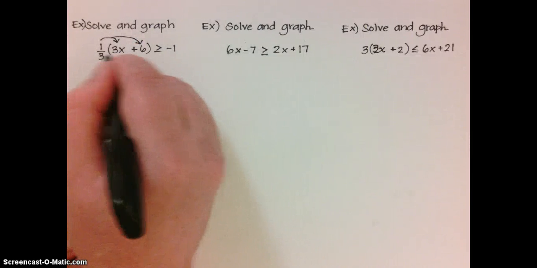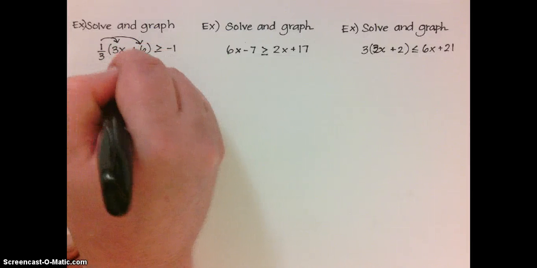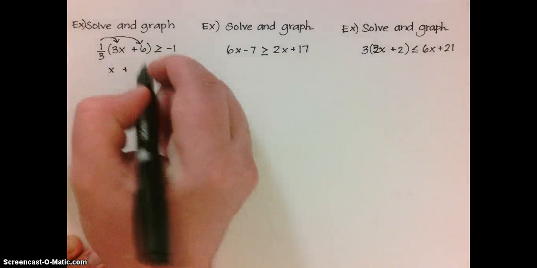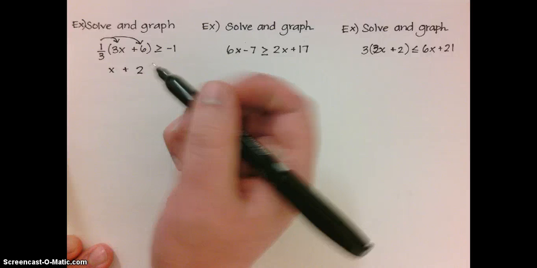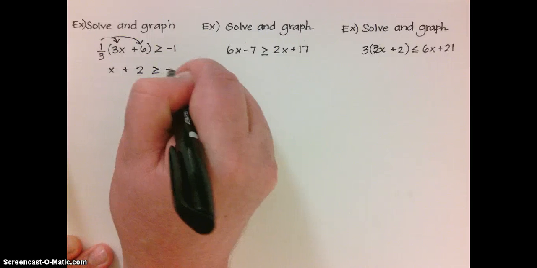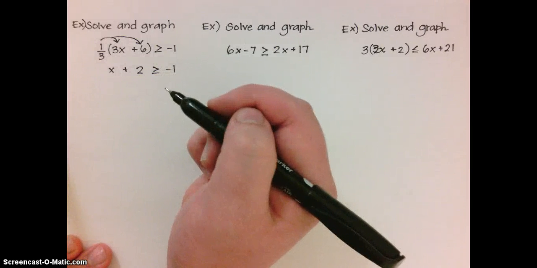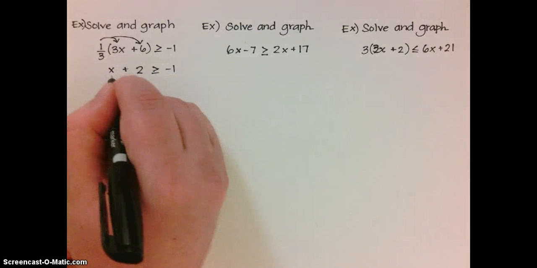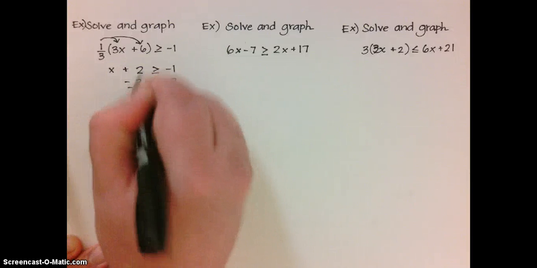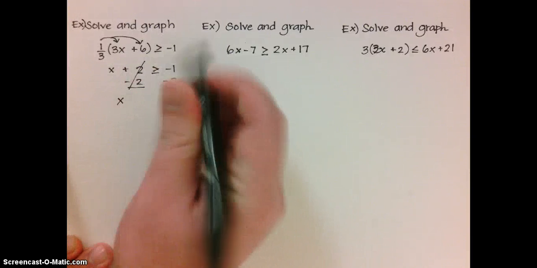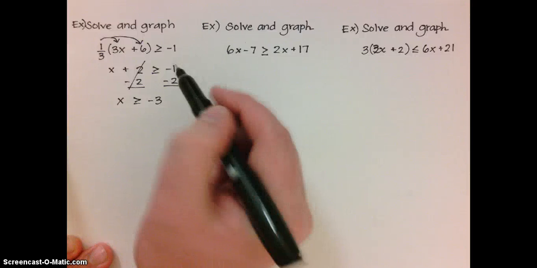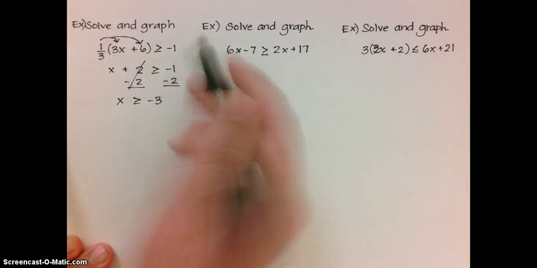So 1/3 times 3x is actually just x, because the 3's will cancel out, plus 1/3 times 6 is just 2, because the 6 divided by the 3 will become 2. And that's going to be greater than or equal to negative 1. Now this looks very similar to the problems that we just did. I want to get the x by itself, so I'm going to subtract the lonely number, which is 2, on both sides. And then I'm simply left with x is greater than or equal to negative 3, because negative 1 plus negative 2 is negative 3.